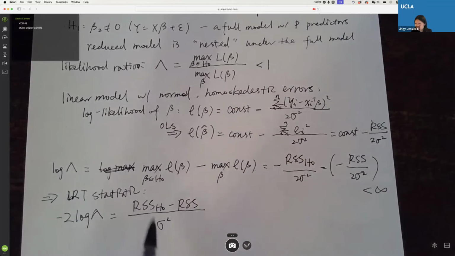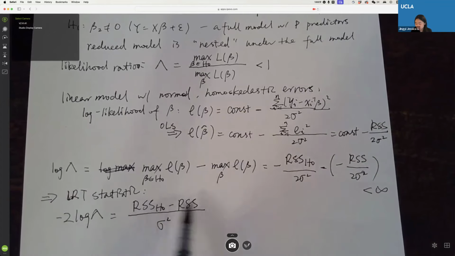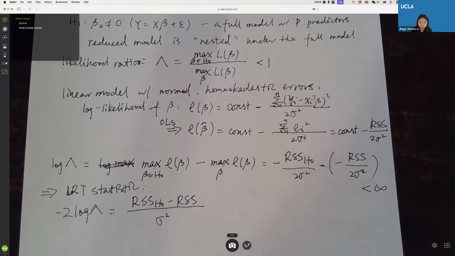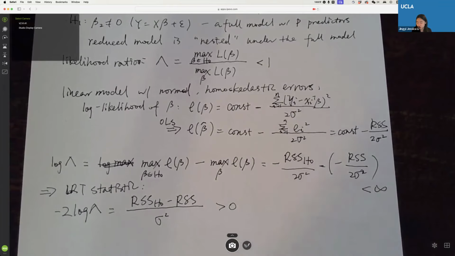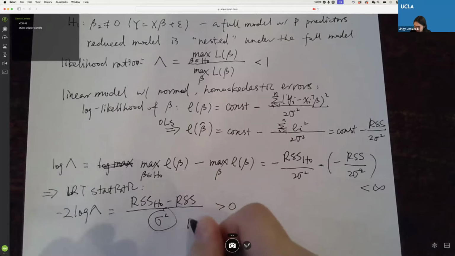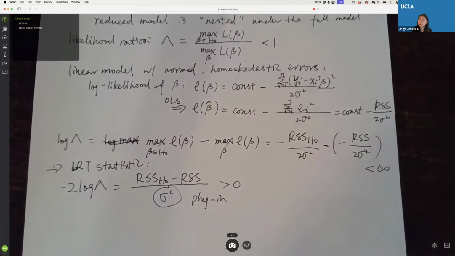Also, you know that the reduced model will not fit the data as well as the full model, because the full model has more flexibility to fit your data. So no wonder the residual sum of squares under H0 will be bigger than the RSS under the full model. That's why you have a positive difference in the numerator and a positive test statistic. Again, we need to consider that sigma square is unfortunately unknown. Then we need to plug in, right? How do we do the plug-in for this nuisance parameter?